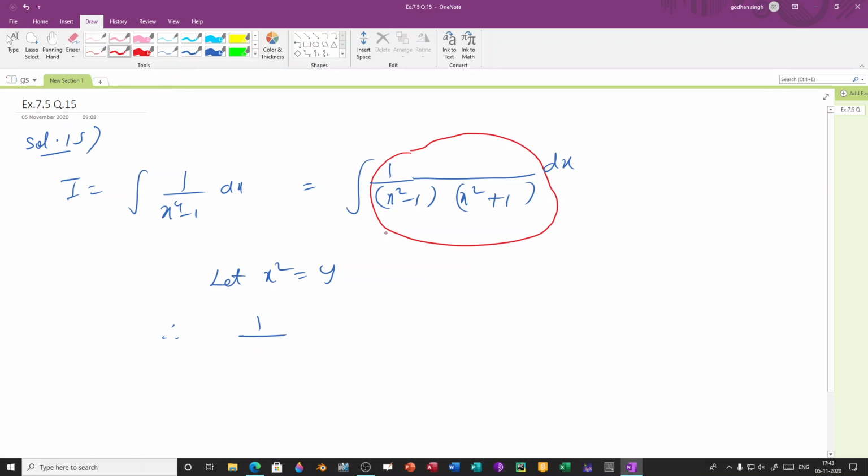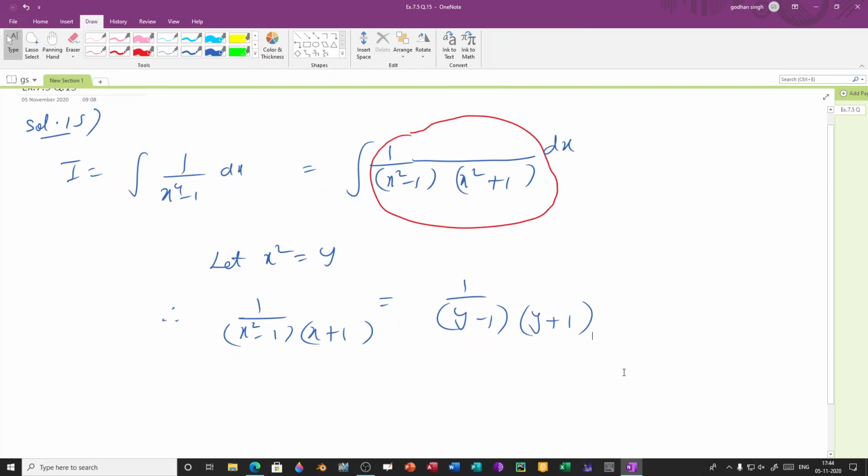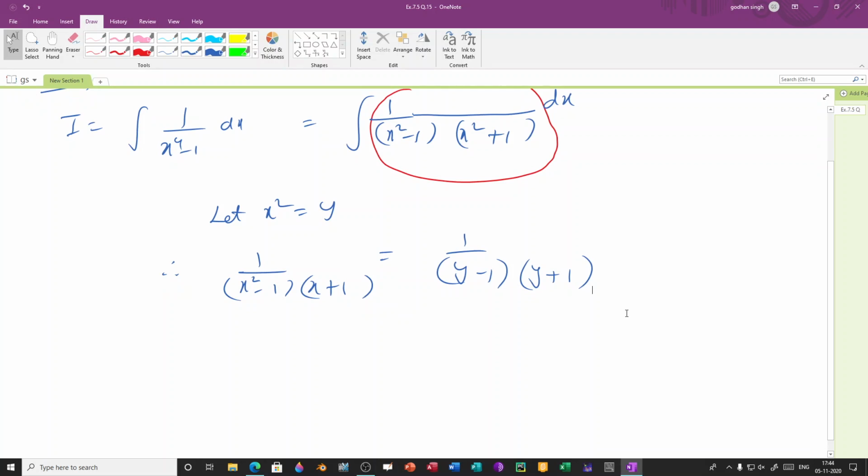So we'll write this as 1 by x square minus 1 into x square plus 1, and that can be written as, because we have taken x square as y, 1 by y minus 1 into y plus 1. And after that we will do the partial fraction of this one. We'll not differentiate both sides with respect to y here. We are simply going to do the partial fraction of this.